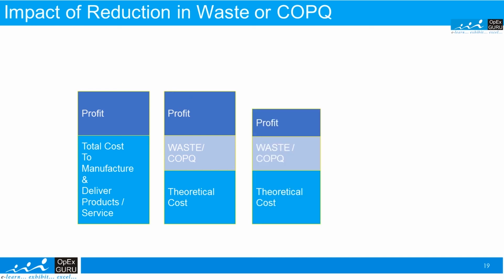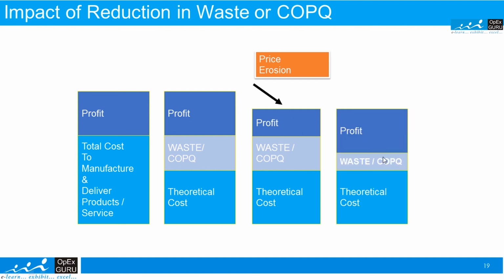Now in this case we are showing that the profit has gone down. Why? Because in the market there is price erosion, because there is competition. So some companies are forced to reduce the price, and if you reduce the price without reducing the cost, then your profit margins will come down. So what we need to do is work on the waste or cost of poor quality. And in Six Sigma philosophy, we say that you reduce the cost of poor quality or waste and thereby maintain your profits.